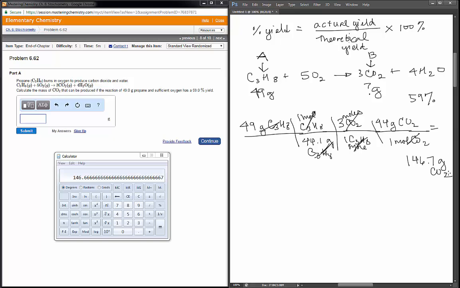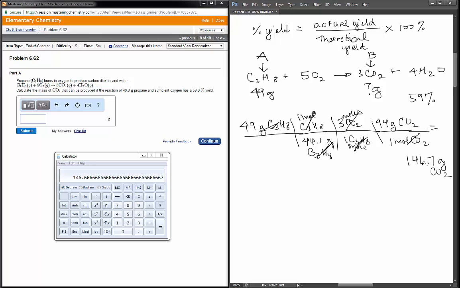That is the most I could possibly get from this starting material, right? Because I can't make carbon atoms out of nothing. So all the carbon atoms in CO2 came from my C3H8. If I start with 49 grams of C3H8, the most I can possibly get of CO2 is 146.7 grams. Now, again, here, this tells me I only get 59% yield.